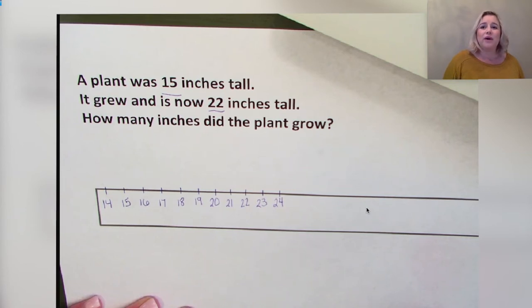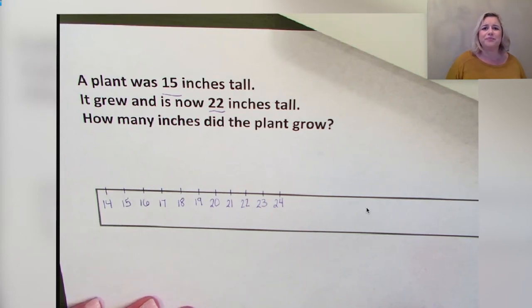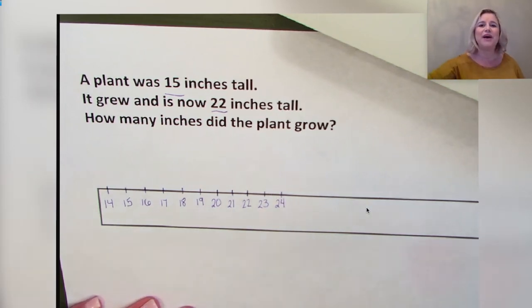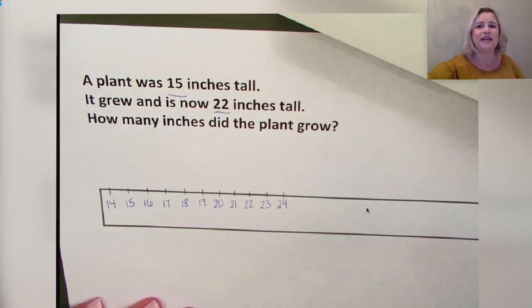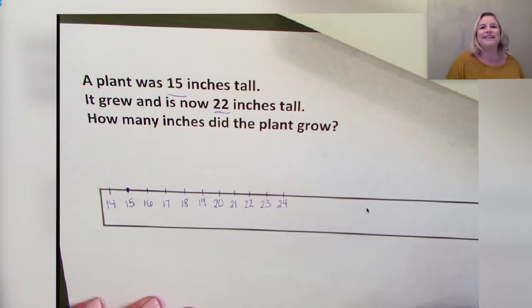Now, go ahead and make sure you have your dashes at the top and have them spaced as evenly as you can. But you don't need to spend a lot of time trying to get them perfect. This is just a way to help us organize our thinking. See, mine's not perfect at all. So let's go ahead. Let's graph 15 because we are beginning our model when the plant was 15 inches tall. So I'm going to put a dot at 15.